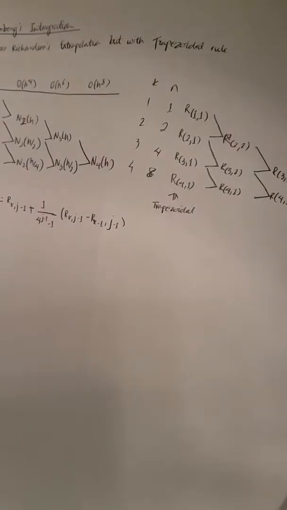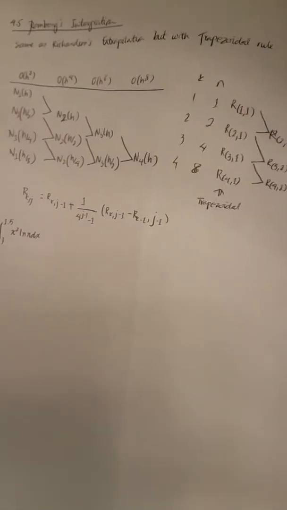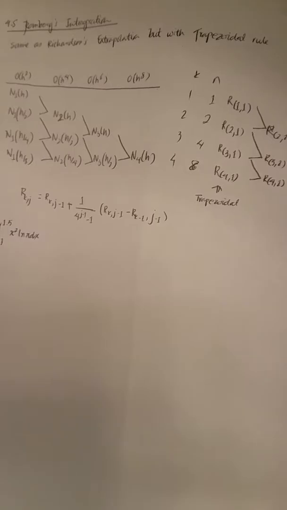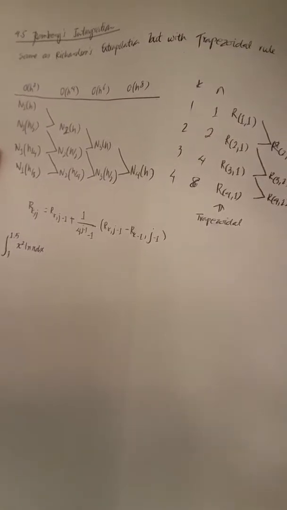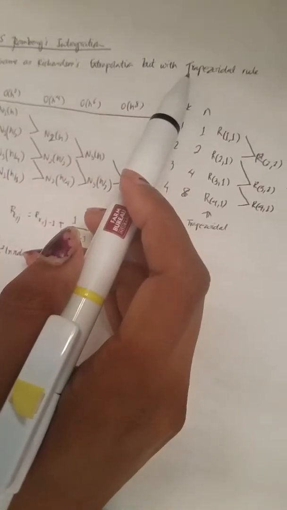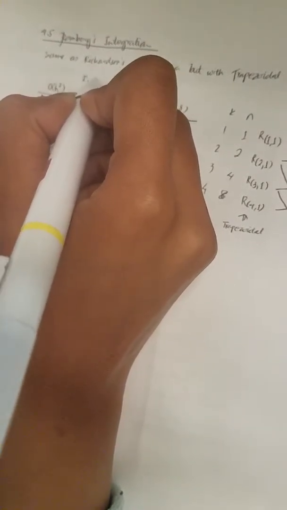Okay, Wesley, this is the third last unit and the third last question. So we're doing Romberg's integration 4.5. It is the same as Richardson's extrapolation, but with the trapezoidal rule. So what this means is, this is Richardson's extrapolation.